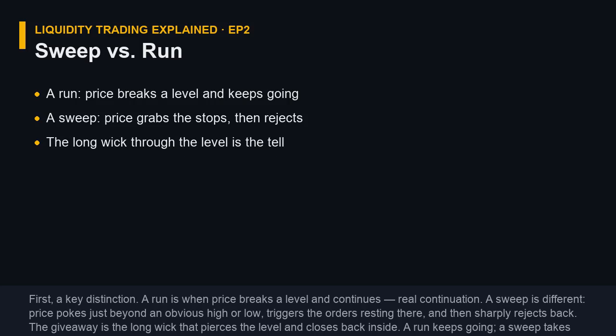First, a key distinction. A run is when price breaks a level and continues. Real continuation. A sweep is different. Price pokes just beyond an obvious high or low, triggers the orders resting there, and then sharply rejects back. The giveaway is the long wick that pierces the level and closes back inside. A run keeps going. A sweep takes the liquidity and turns around.